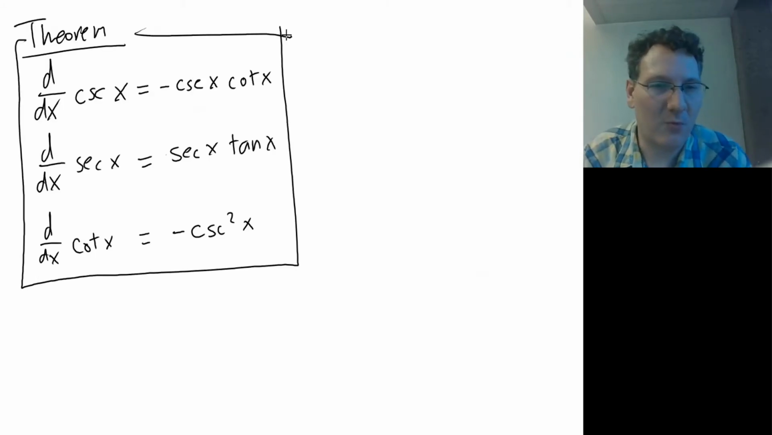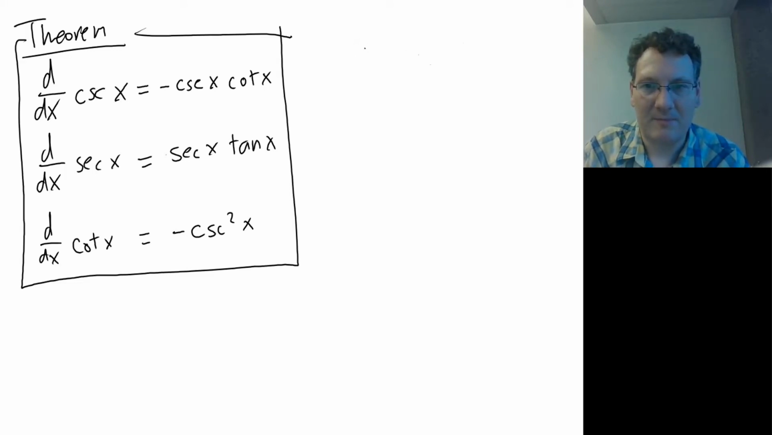Furthermore, we have these 3 derivatives that we can actually prove. I'm not going to prove them here, but they can be proved basically just using the quotient rule. The derivative of the cosecant is negative cosecant x times cotangent x. The derivative of secant of x is the secant of x times the tangent of x, and the derivative of cotangent x is negative cosecant squared.